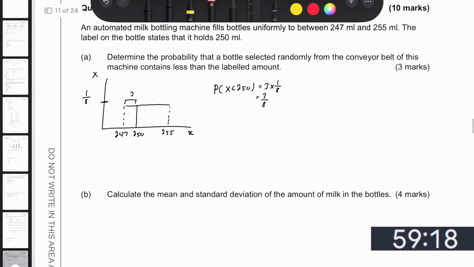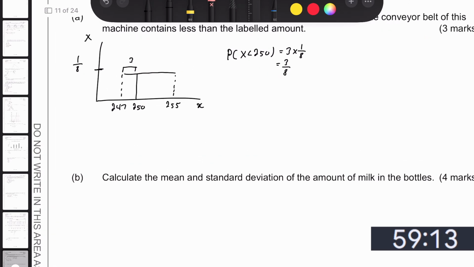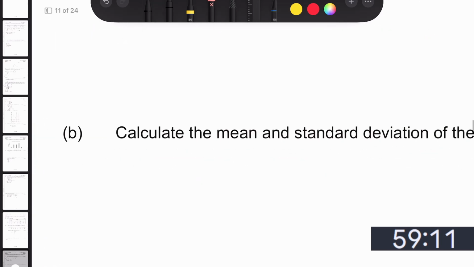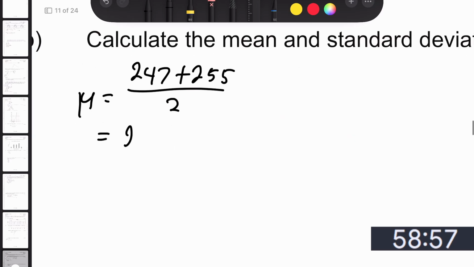Go calculate the mean and standard deviation of the amount of milk in the bottles. The mean is just the halfway point, so we can just write 247 plus 255 all over 2. Put this in the calculator: 247 plus 255 divided by 2, 251.